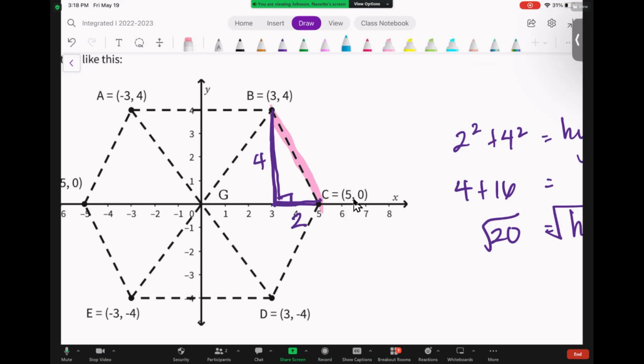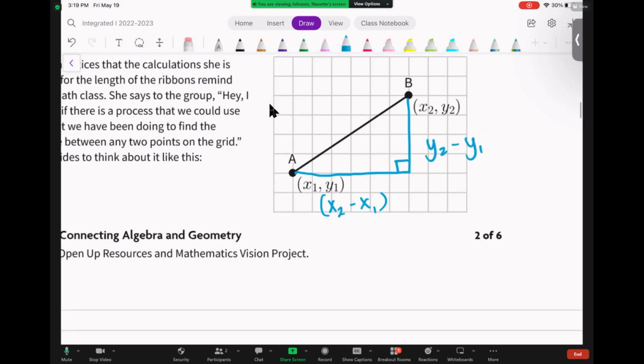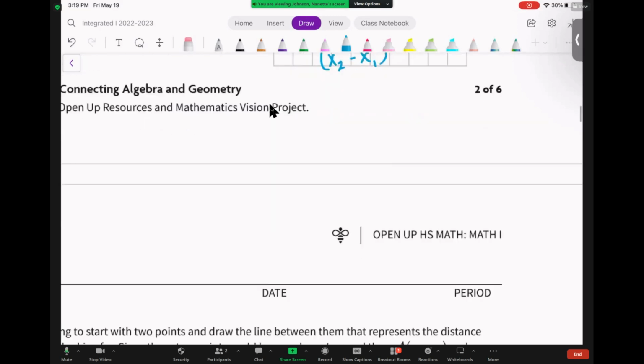And you're like, yeah, Miss Johnson, because that 3 is 2 away from 5. Very good. So it's 5 minus 3. So I would subtract the x's. So the distance here is going to be x2 minus x1. Similarly, your y's are going to be found the same way. So y2 minus y1.